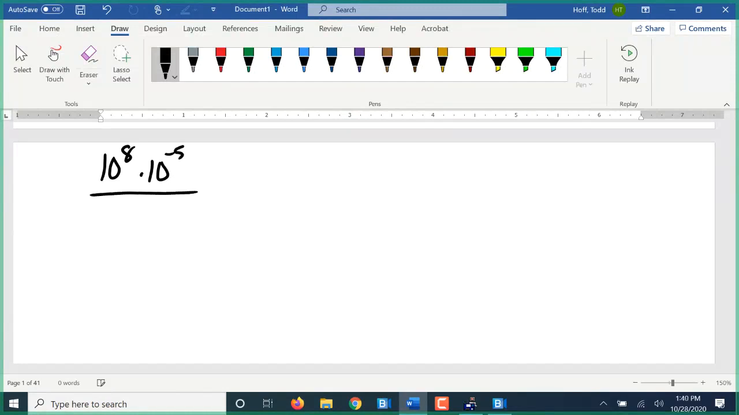So I might have 10 to the 8th times 10 to the negative 5th over 10 to the negative 7th times 10 to the 4th. That fraction bar is telling us that we have to do everything on top first, then everything on bottom, and then divide. So on top, we're going to multiply 10 to the 8th times 10 to the negative 5th. Those both are exponents with bases of 10, so we're just going to combine powers. 8 plus negative 5 is 3.